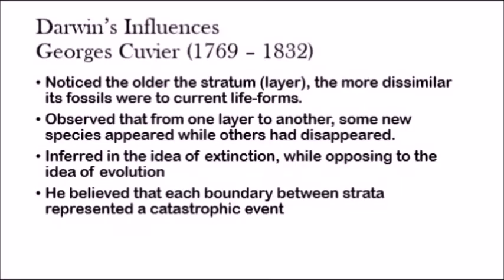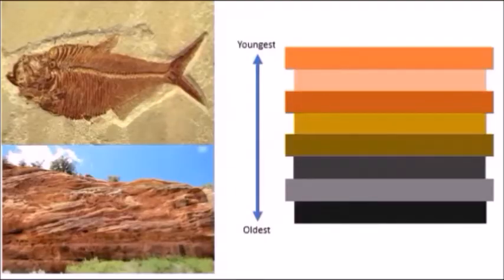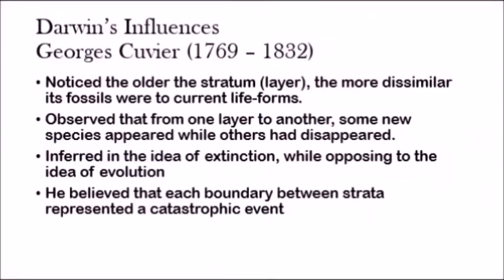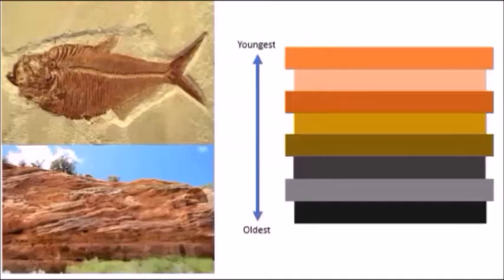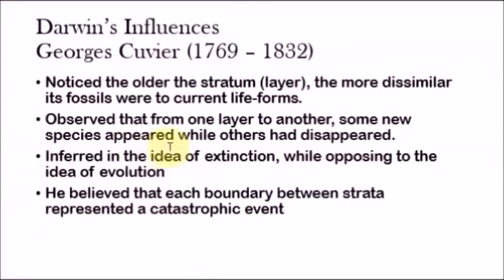Now, another one of Darwin's influences was Cuvier. Now, Cuvier noticed the older strata, so that would be the ones down here at the bottom, had more dissimilar fossils than current life forms. So basically what he was saying is that the fossils at the very bottom in these older layers were not as similar to current organisms as the ones that were at the top. Okay, now he observed that from one layer to another, some new species appeared while others had disappeared.